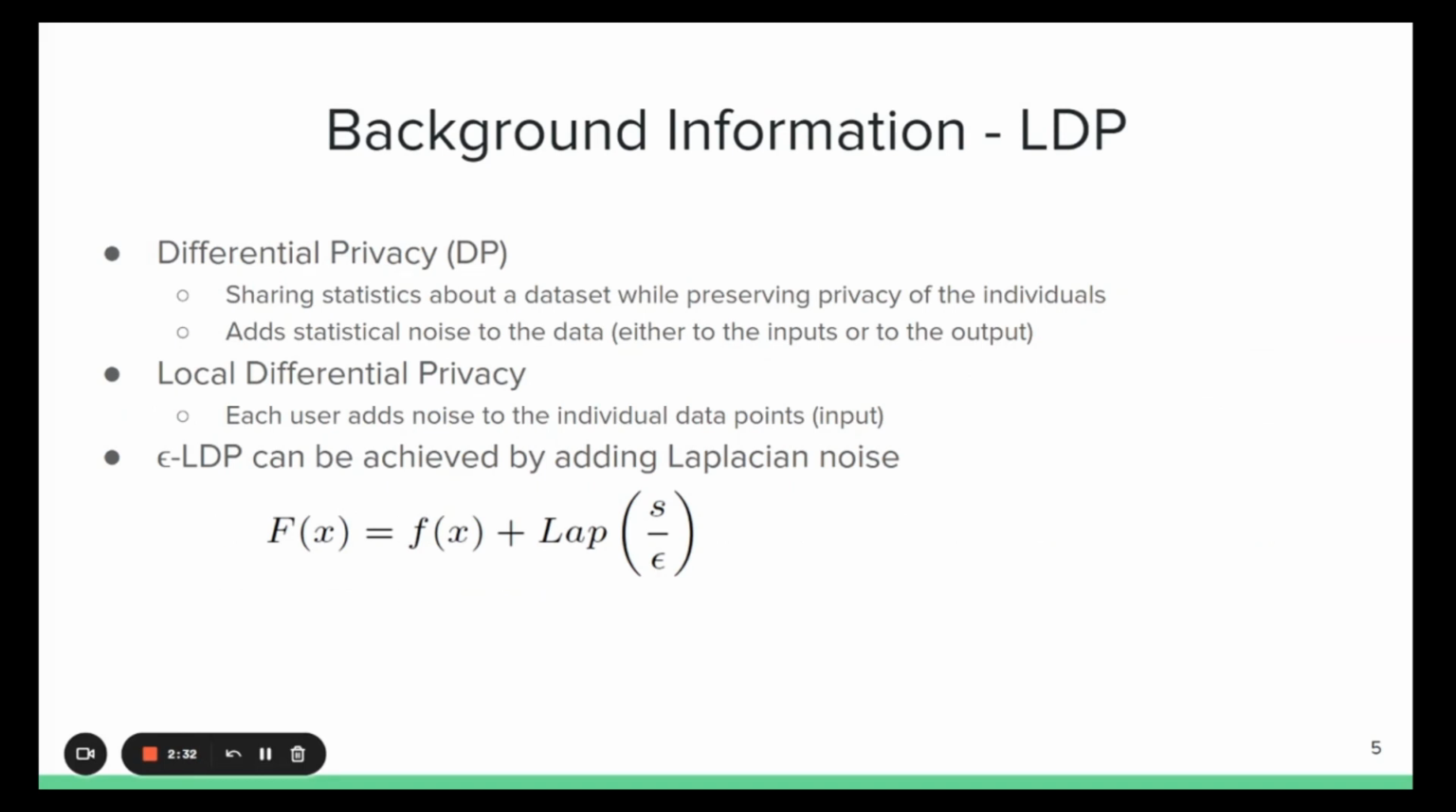I want to provide some background information first regarding local differential privacy, and after that I will go also on the PCA training. Differential privacy is about sharing statistics about the dataset while preserving the privacy of the individuals. It can be done by adding statistical noise to the data, either to the input or to the output, and local differential privacy usually adds noise to the input. And epsilon-LDP could be achieved by different methods, such as randomized response, but in our paper we've been using addition of noise from a Laplacian distribution.